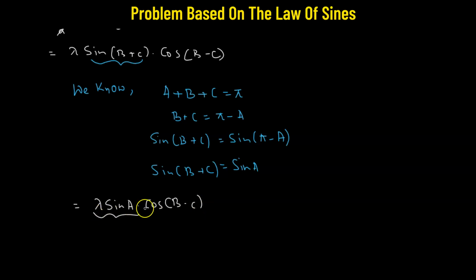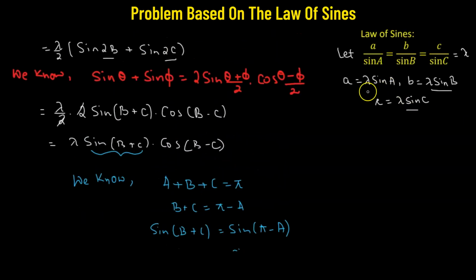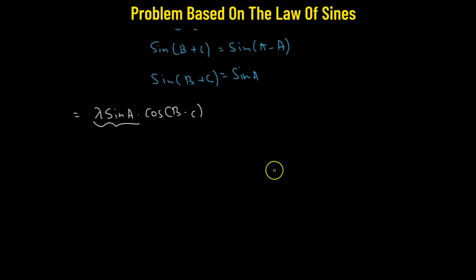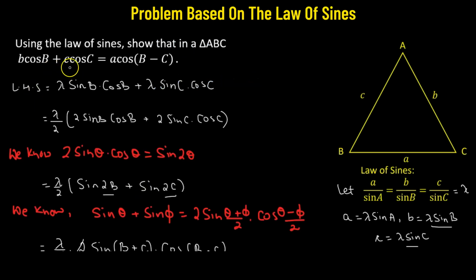Now we have already defined this value. We know that a equals lambda times sine A. So we can replace it with a, and this is finally going to give us a times cosine of (B minus C). And this is the expression on the right hand side. We started out with b times cosine B plus c times cosine C, and we got a times cosine of (B minus C), hence proved.